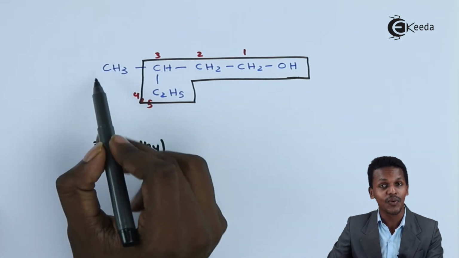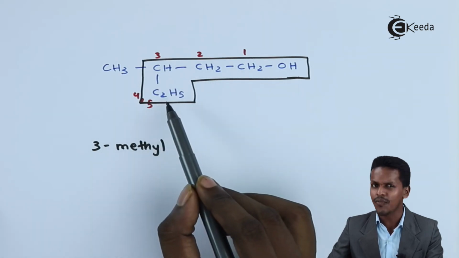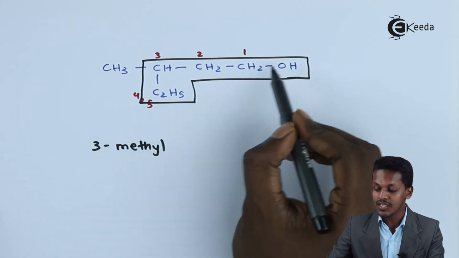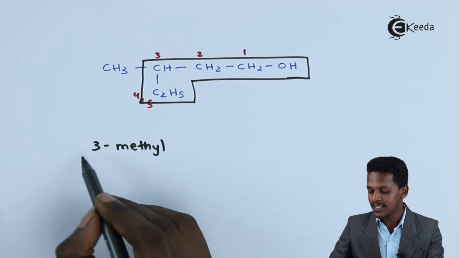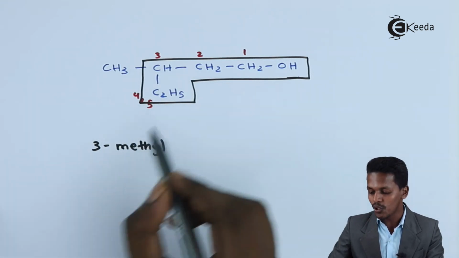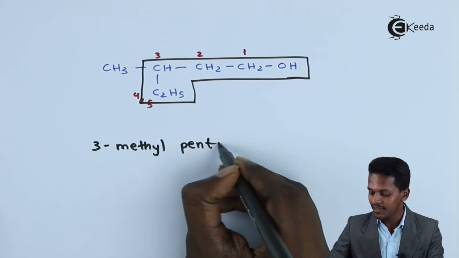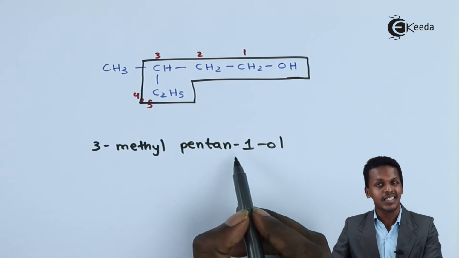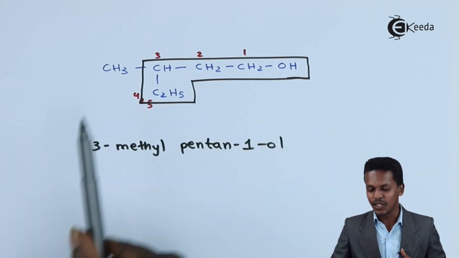And our work is done for this substituent. Now in the longest chain we can find that there are 5 carbon atoms, so the name of this one could be given as pentanol. But the OH is attached to carbon number 1, so we have to specify that also. So the IUPAC name for this molecule could be given as 3-methylpentan-1-ol, where we are replacing the E of the alkane with OL.